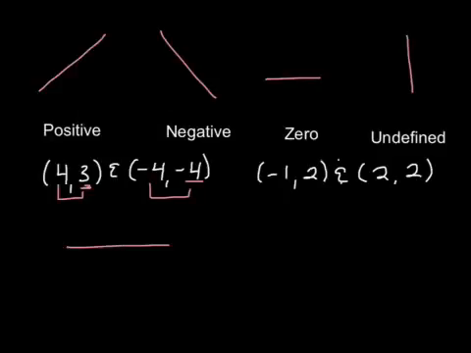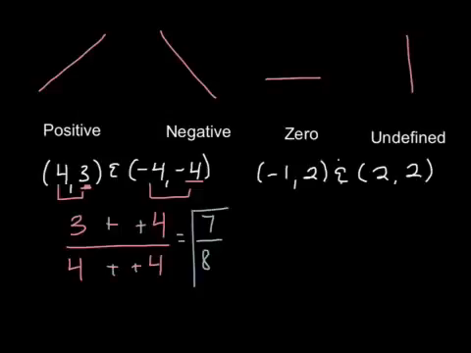So here's what I like to do. I like to go in order. I usually start by putting my negatives in because that says the change, and then I do my y's first: 3 and negative 4, and I do my x's second: 4 and negative 4. When I solve this, a negative and a negative is a positive, so I get 7/8. So I'm going to rise 7 units and go to the right 8. So in this case, I would have a positive slope.